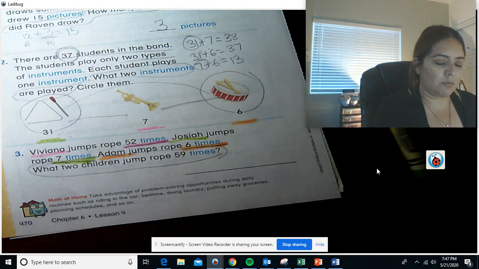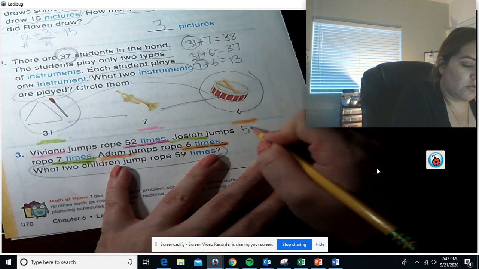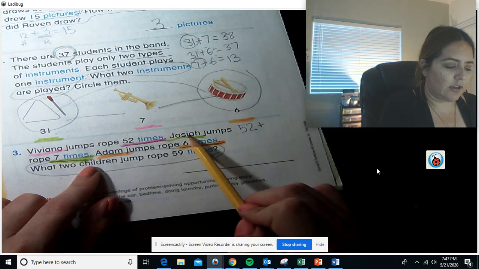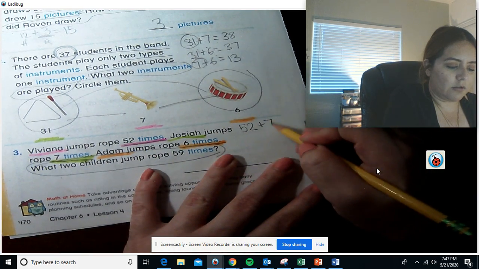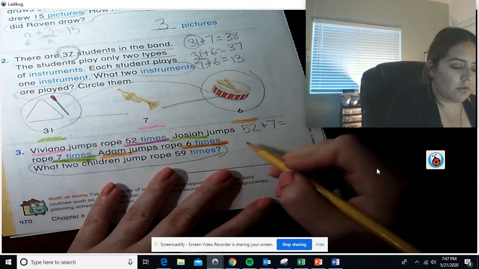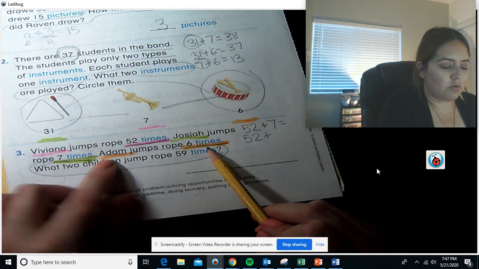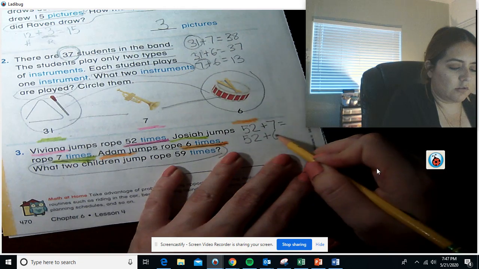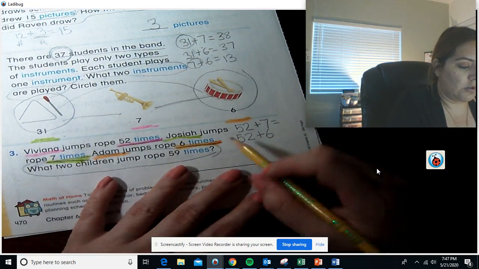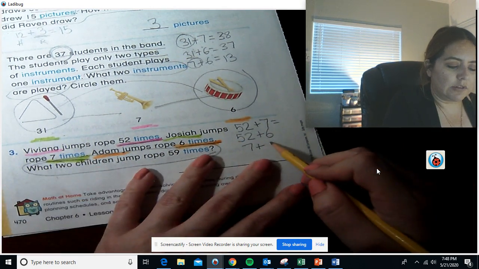So we're going to make our number sentences. So it's going to be Viviana, 52. First, we're going to try and see if it was Viviana and Josiah. So 52 plus 7. Or it could have been Viviana and Adam that jump rope. 52, Adam jumps rope 6 times. So 6. Or it could have been Josiah and Adam that jumped rope. So Josiah jumped rope 7 times. And Adam jumped rope 6 times.